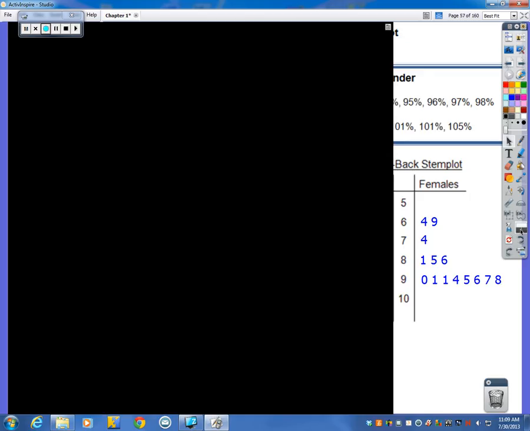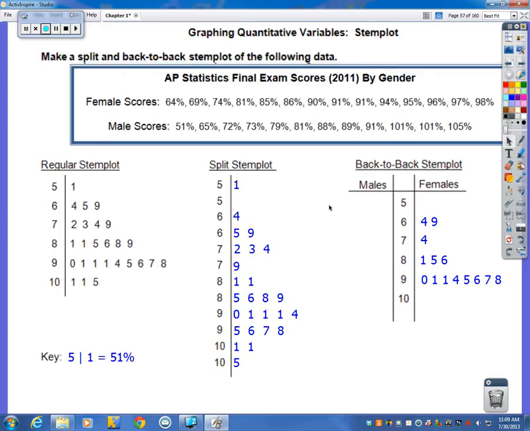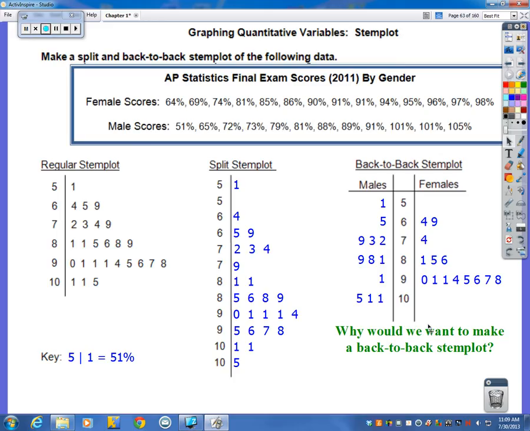Now the difference is, I'm going to kind of go backwards with the males. Now I get to read this backwards. This isn't 15%. I get to read from right to left. That's really 51%. And I keep going. So why would we want to make a back-to-back stem plot? Well, so we could really compare visually our males to females.